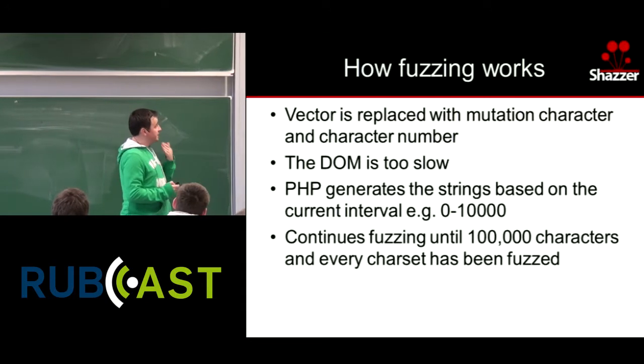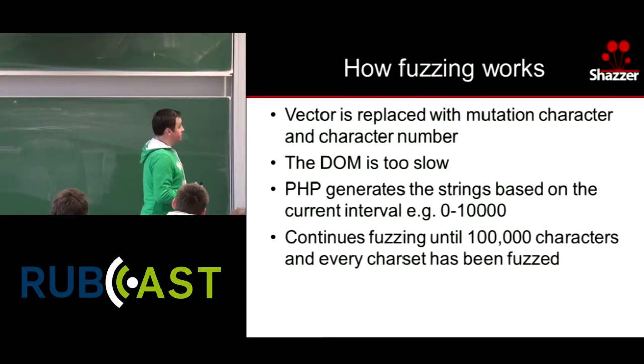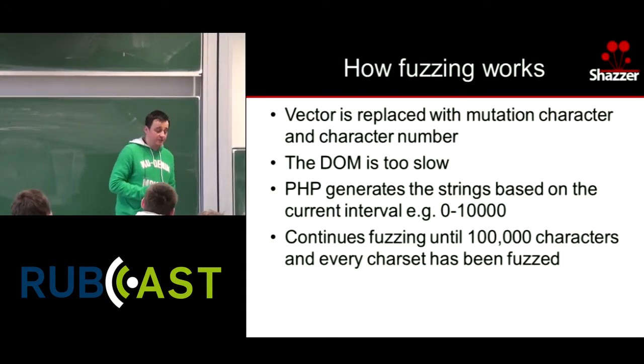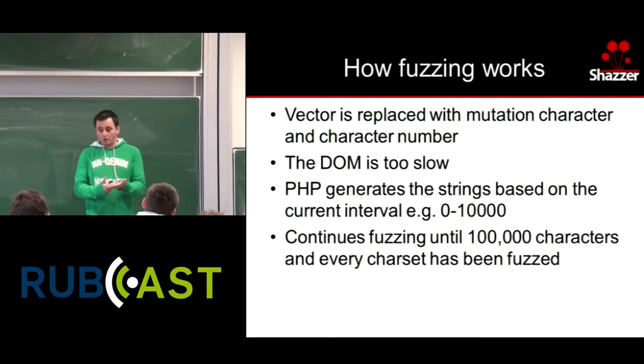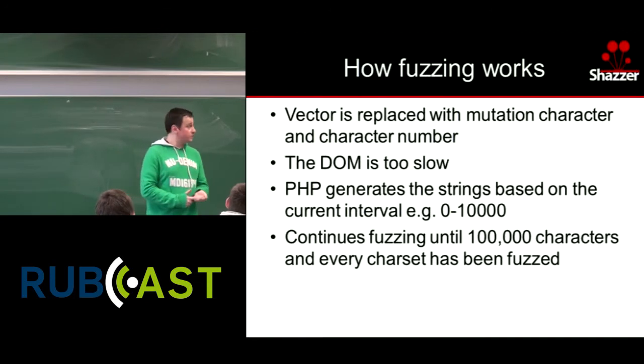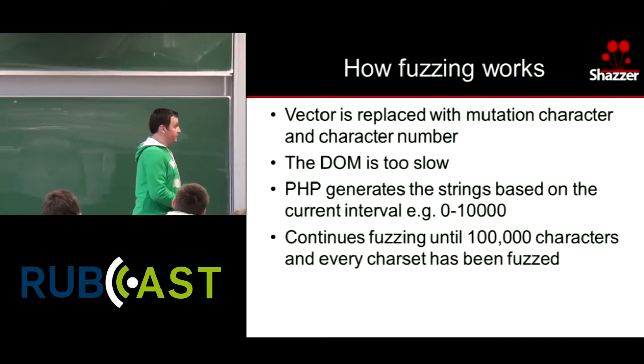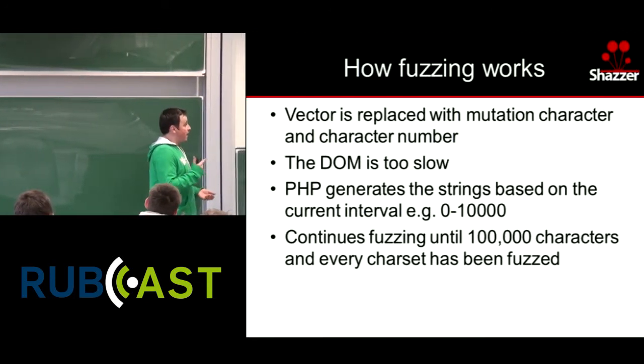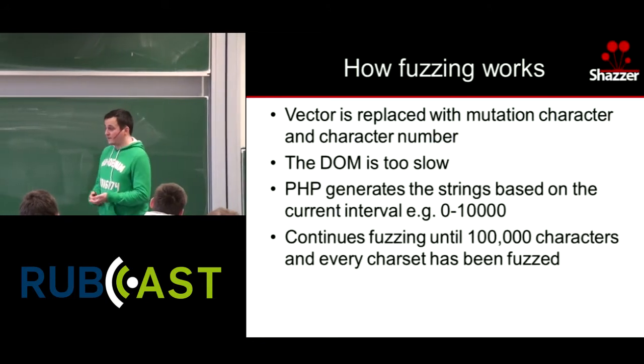So we continue fuzzing until 100,000 characters, and every character set has been fuzzed. So we're going from 0 to 100,000 in 10,000 intervals, and every character set, and every browser has been tested, and every IE doc mode.